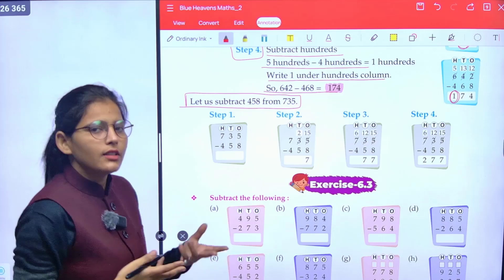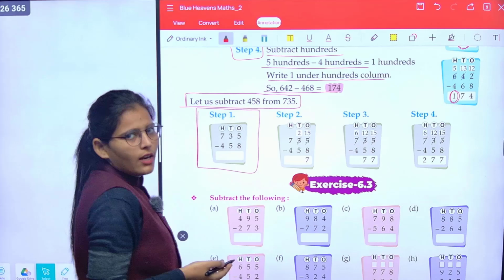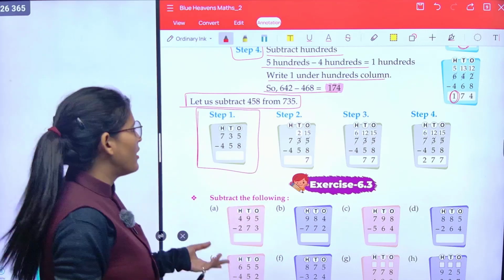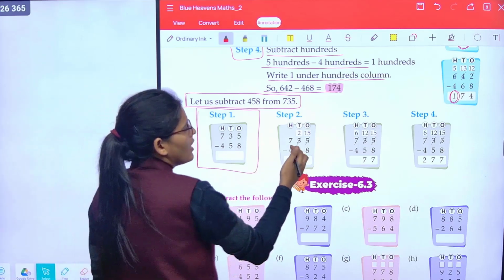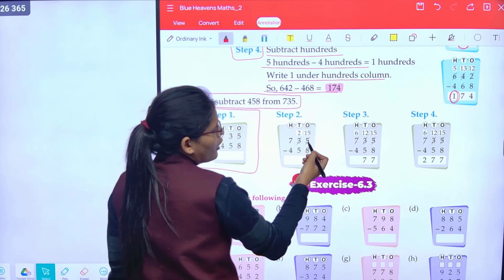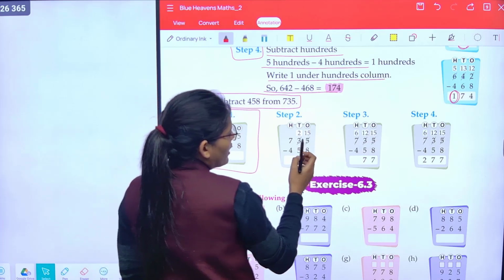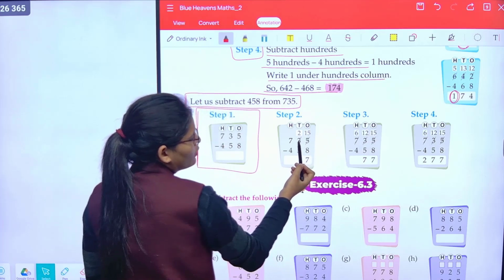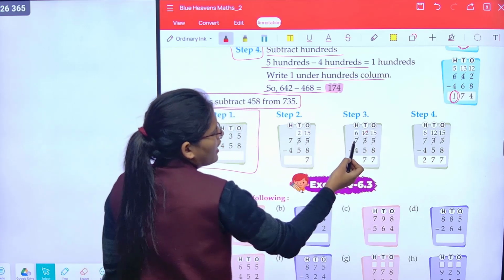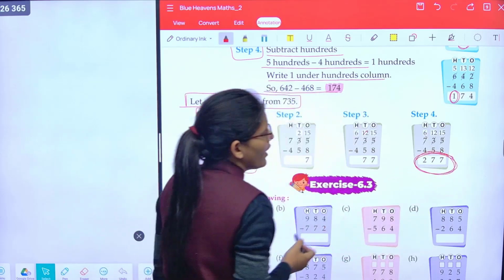Now let us subtract 458 from 735. Class, firstly we have to arrange the numbers in column, and we have to write the greater number above the smaller number. Now subtract ones firstly. Now 5 will become 15. 15 minus 8, 7. Now class, here it borrowed from this, so 3 will become 2. Now 2 becomes 12. 12 minus 5, 7. Now 7 will become 6. Now 6 minus 4, 2. So the required subtraction is 277.